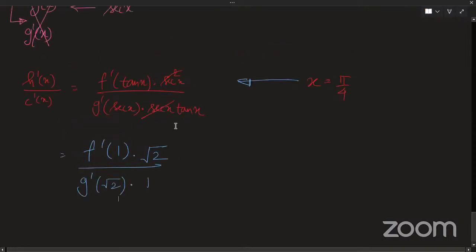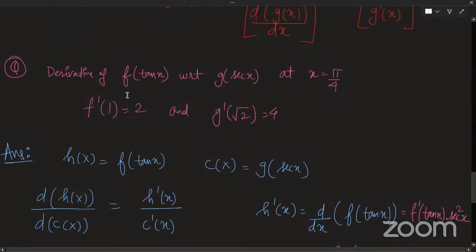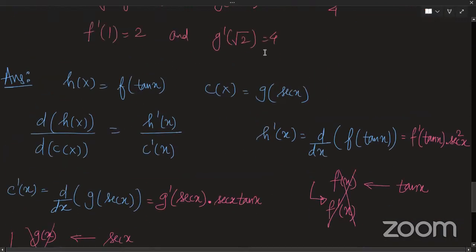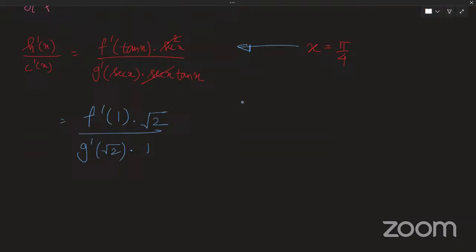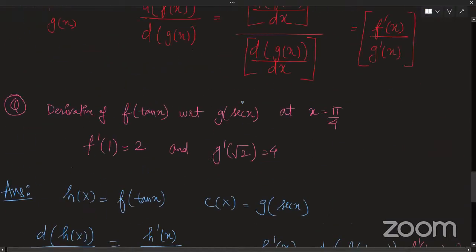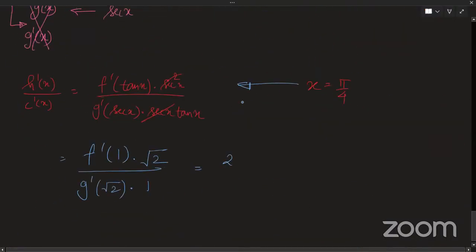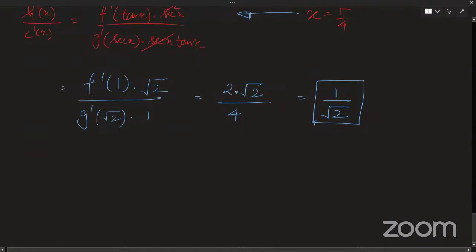And the values are already given to me. f dash 1 is given to me as 2, and this value is given to me as 4. So it is 2 into root 2 divided by 4. So my final answer is 1 by root 2. Right? Everyone got it? Yes, sir. Great.